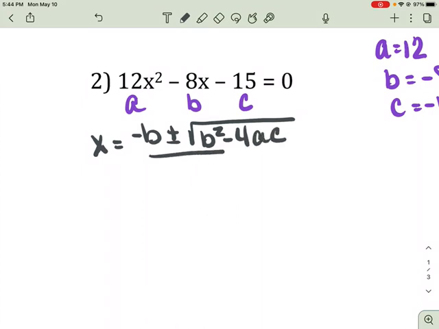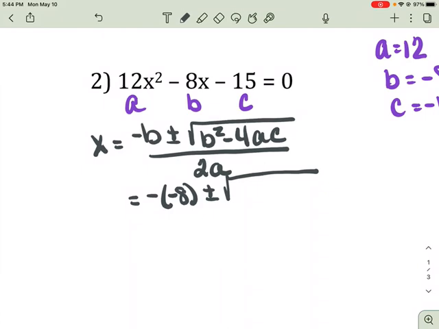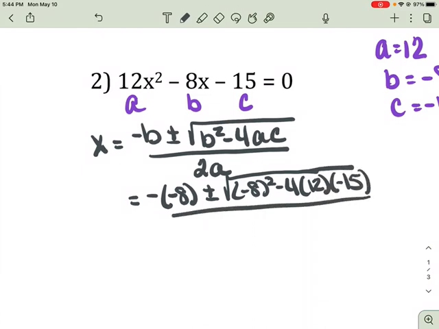So the opposite of negative 8 plus or minus the square root of negative 8 squared minus 4. A is 12, C is negative 15. I am definitely going to need my calculator for this. All over 2 times 12.